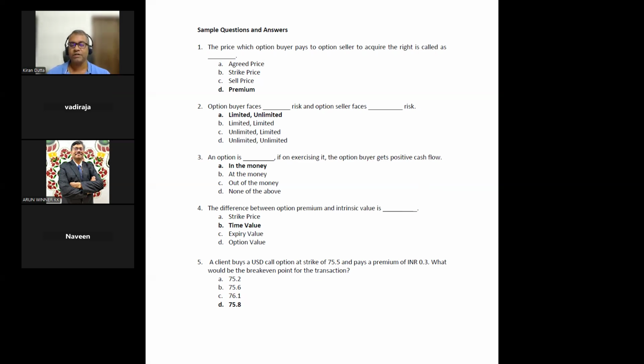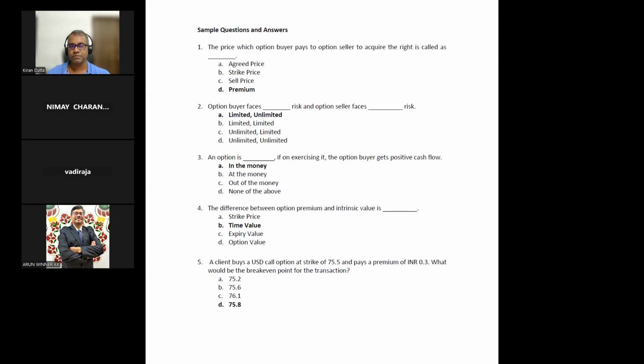Why? Simple concept. Because of positive cash flow. Primarily always remember, the strike price, and this is the spot price. Spot is always less than the strike here. Okay, simply.